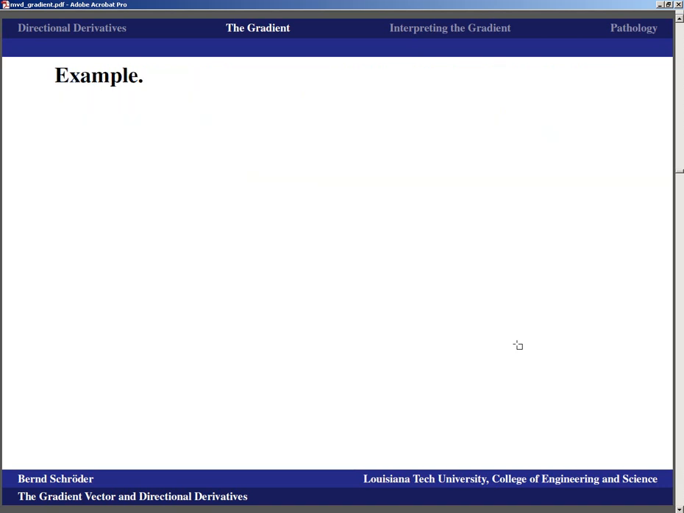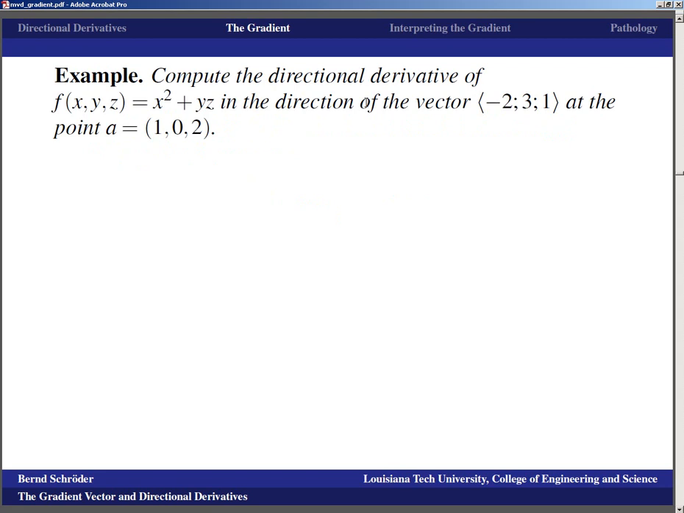Okay, we move on. Let's take a first example. We want to compute the directional derivative of the function f of x, y, z equals x squared plus yz in the direction of the vector negative 2, 3, 1 at the point A equals 1, 0, 2. Notice that we are already looking here at a function of three variables, which means all these visualizations that we had earlier on are just that. They are just visualizations. Everything that we do works in 3 dimensions, 4 dimensions, 5 dimensions, and so on.